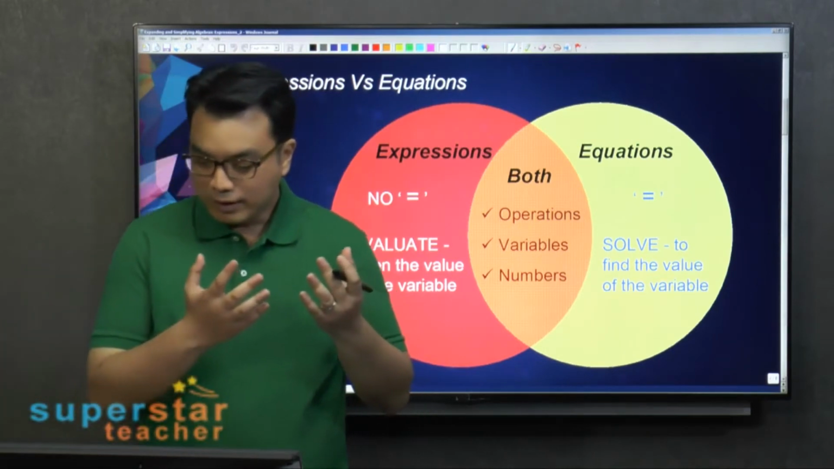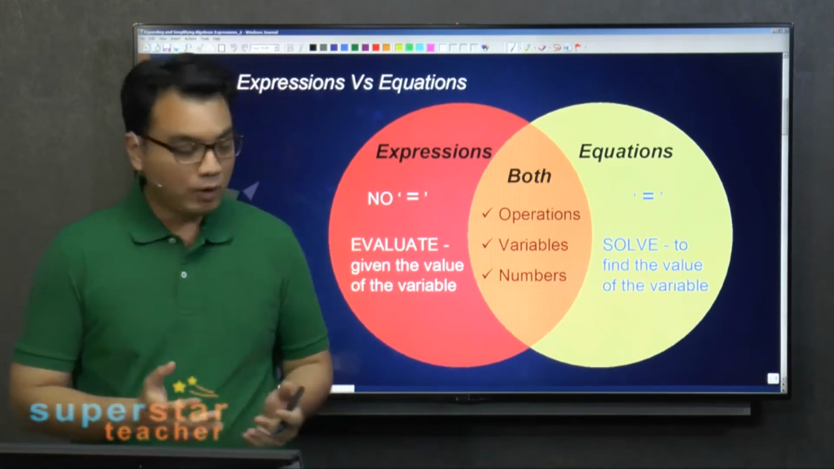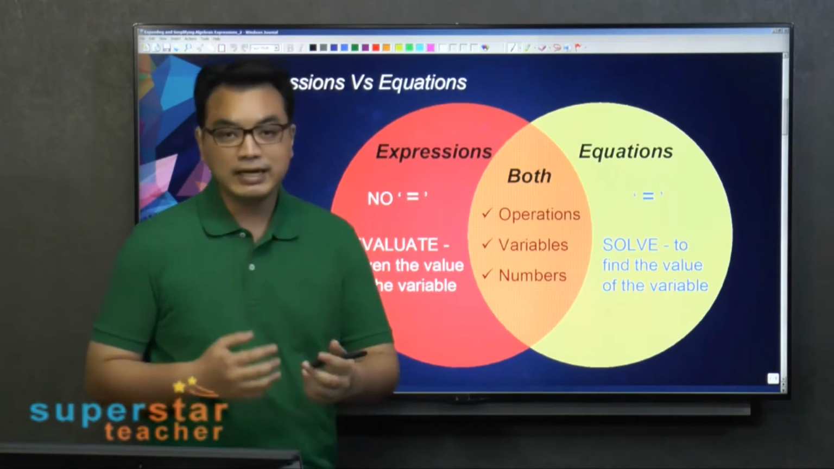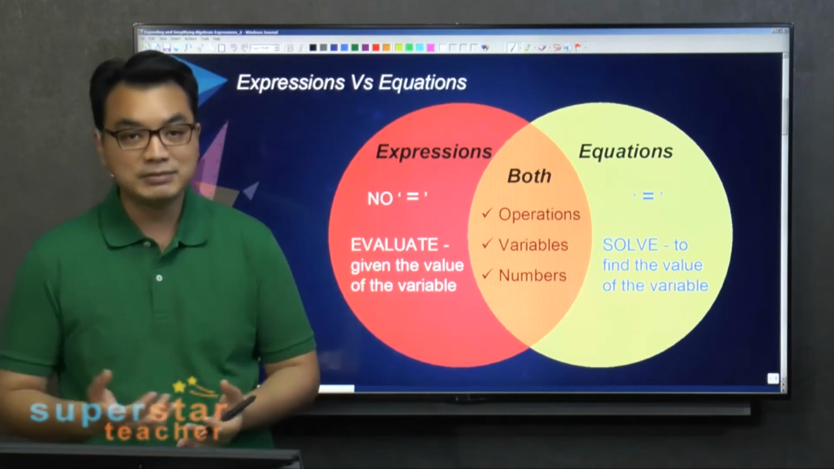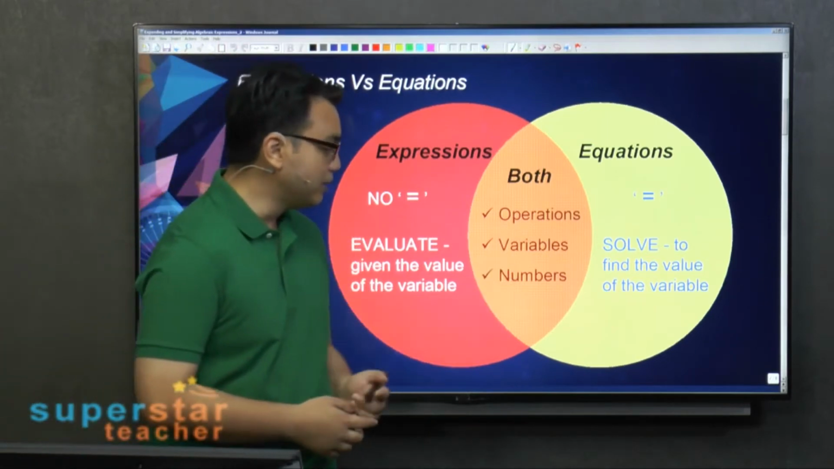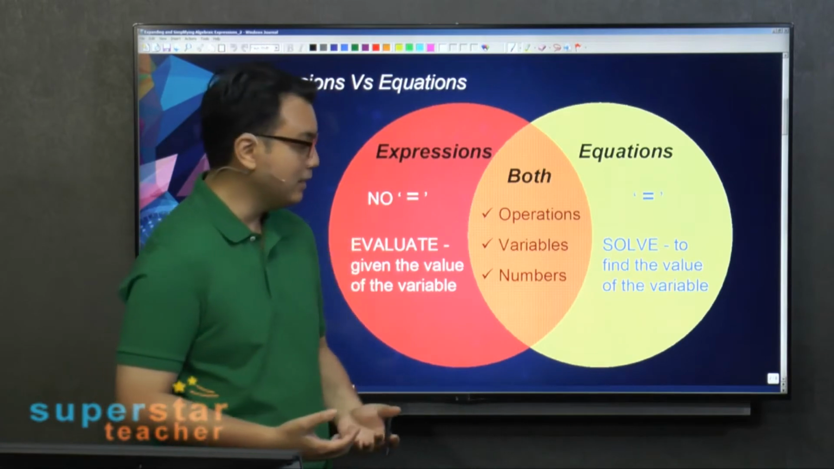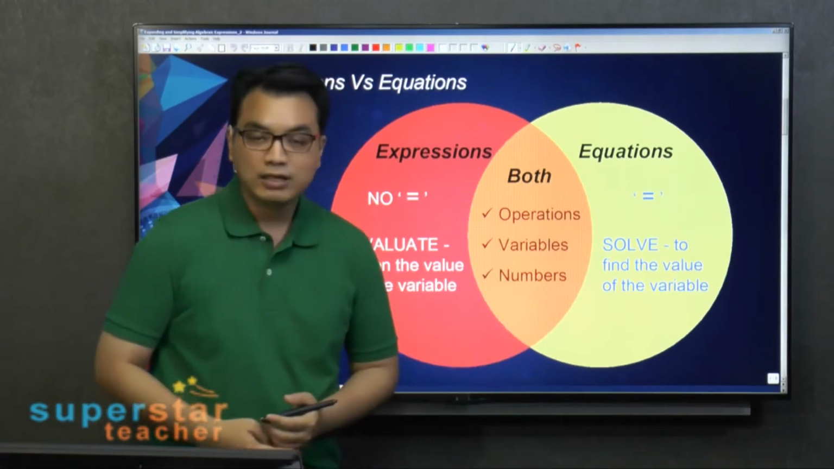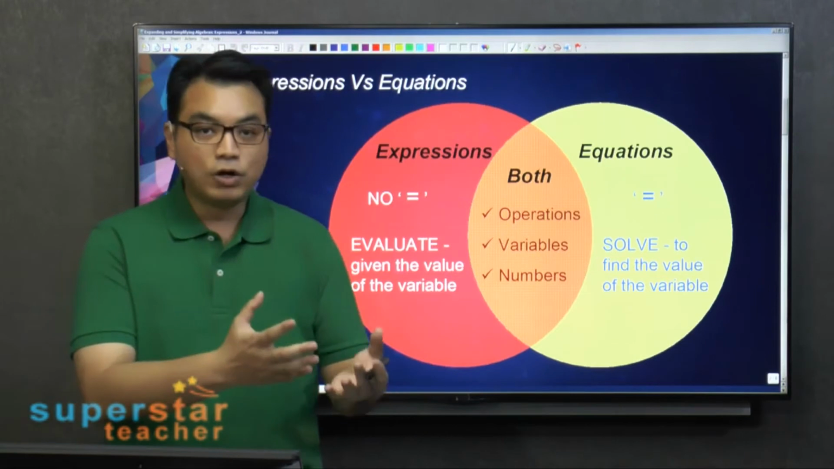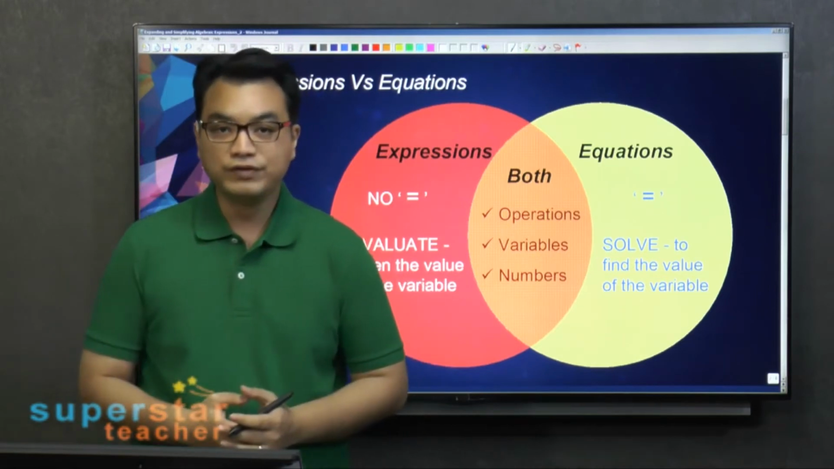For both of them, they have operations, so it means they have the plus, minus, times, and divide. They have variables, I've already mentioned to you what they are. And they have numbers, like constants, or they have coefficients.